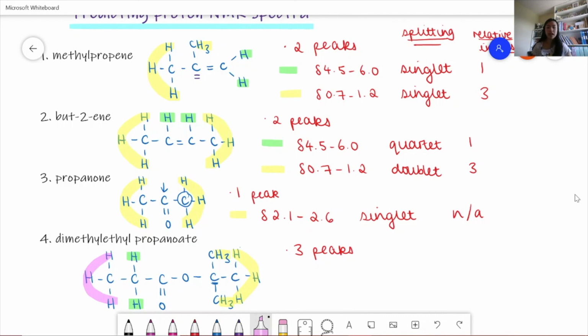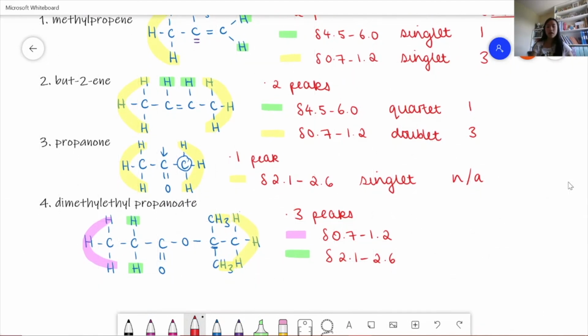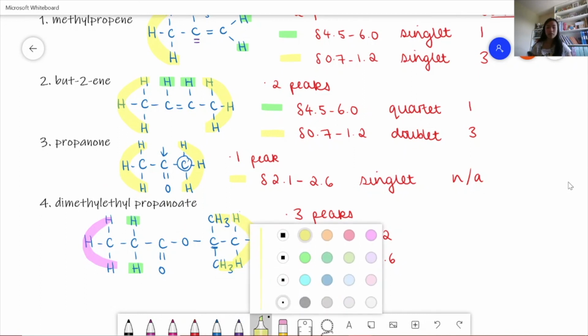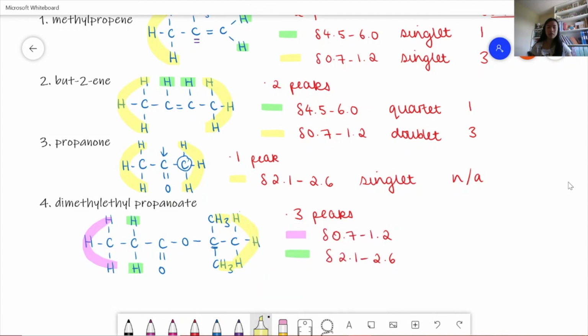So firstly, looking at the pink hydrogens, their ppm value will be between 0.7 and 1.2. And then looking at the green hydrogens, we have a ppm value between 2.1 and 2.6. And then looking at the yellow hydrogens, we have a ppm value between 0.7 and 1.2.